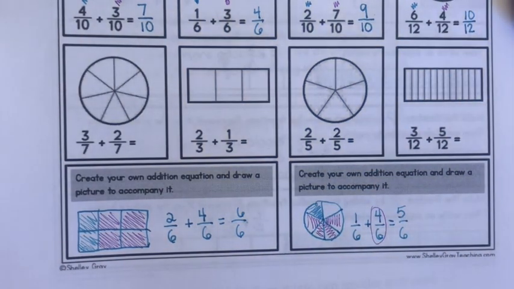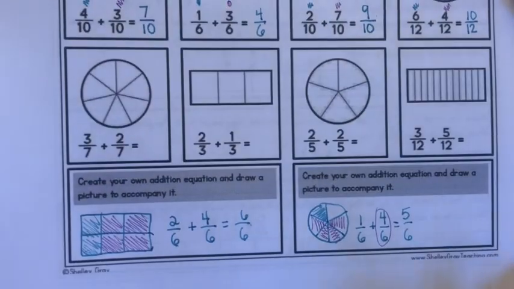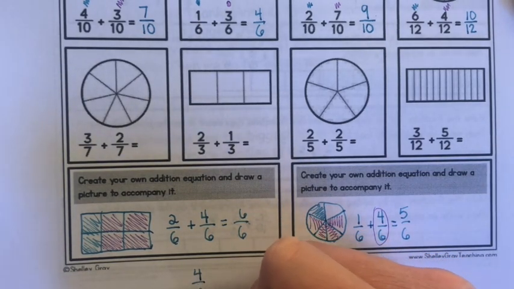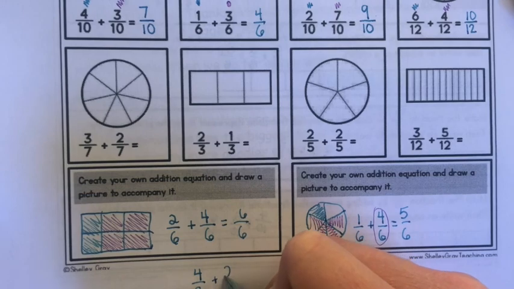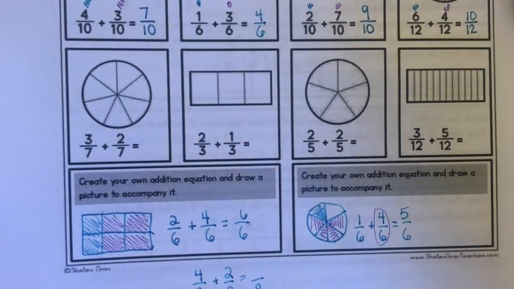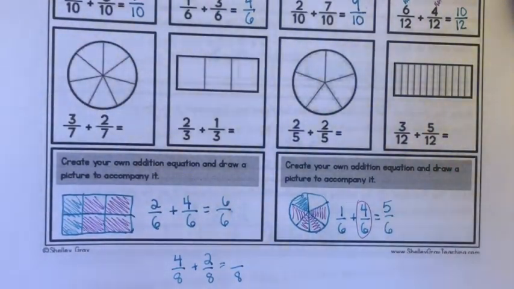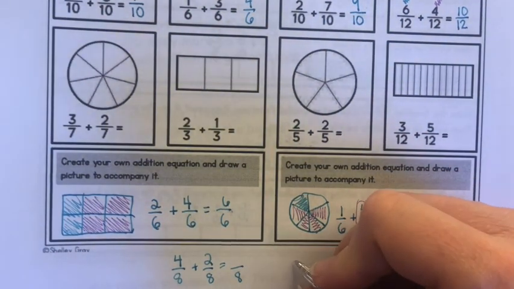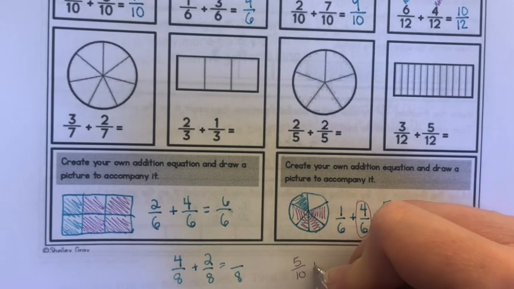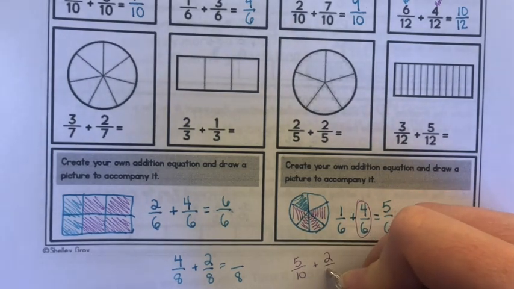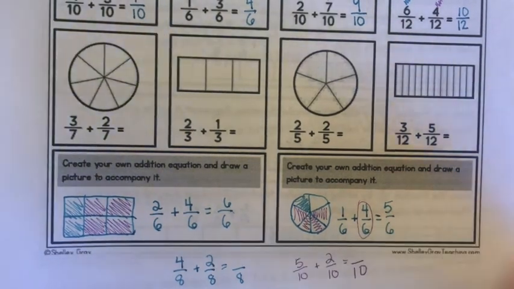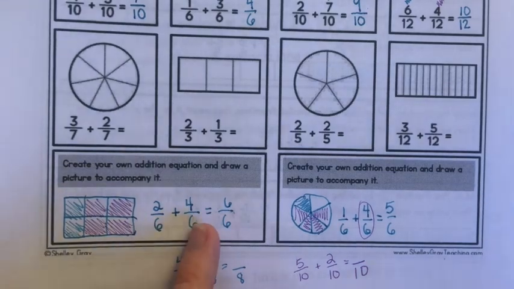4/6 plus 1/6 is 5/6. So I'm going to just put a couple equations here you could use. You don't have to. You could do 4/8 plus 2/8 equals how many 8ths? Okay. You could also do 5/10 plus 2/10 equals how many tenths? You get to decide. You can pick your fractions and you're going to draw 2 here.